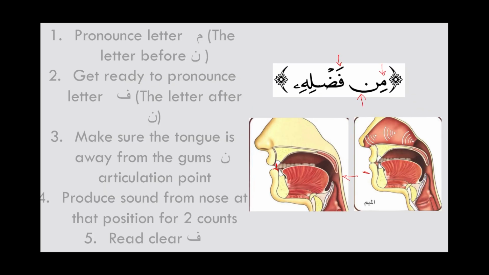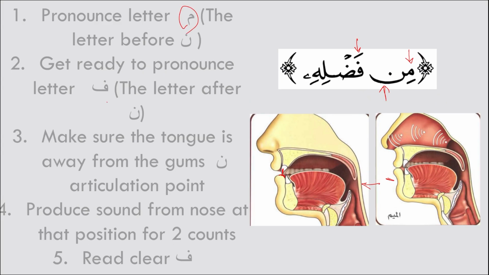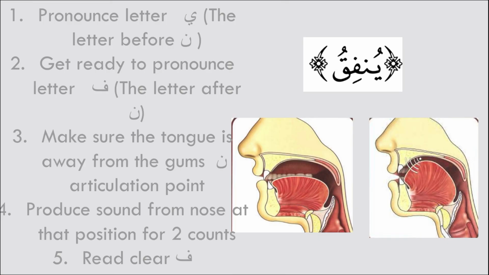Again, pronounce letter meem, the letter before noon, then get ready to read letter fa. Hold that position for 2 counts, and then read letter fa clearly. Min fadli, min fadli. This is the second possibility.